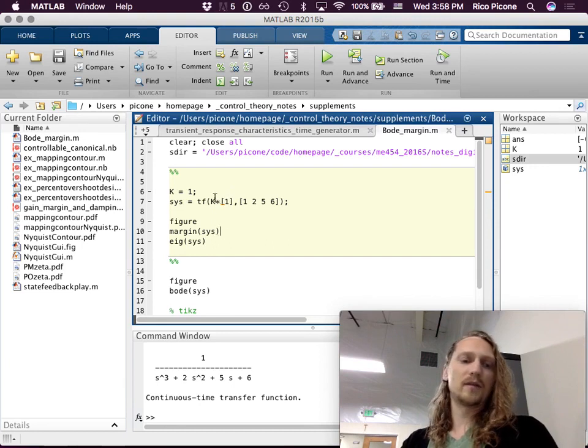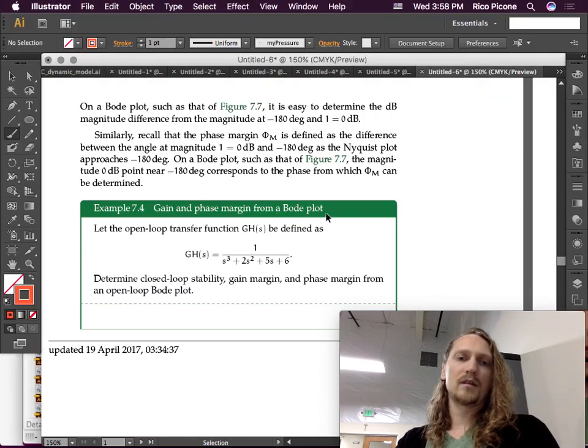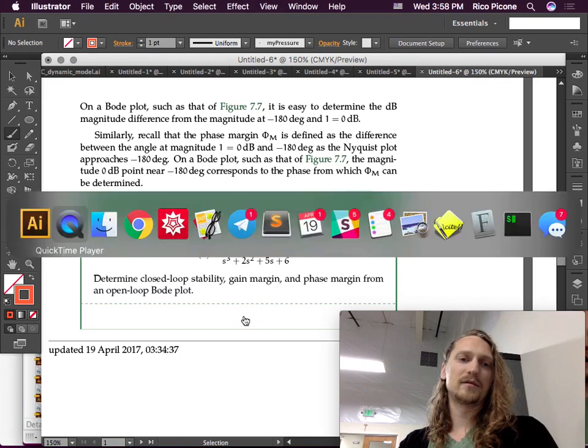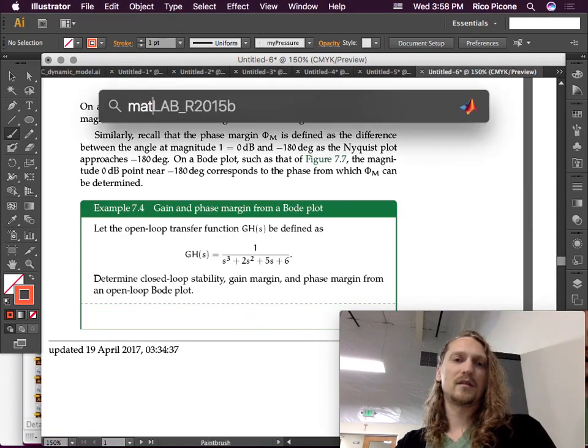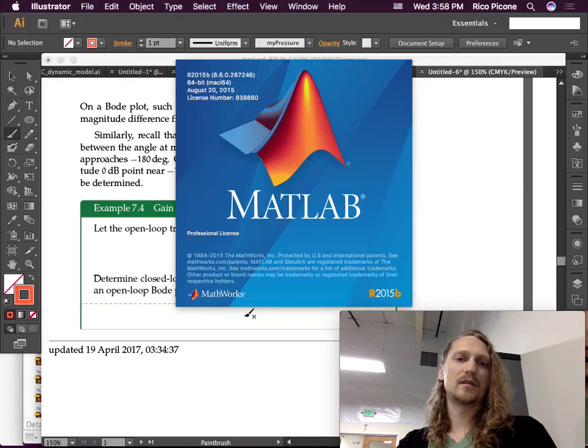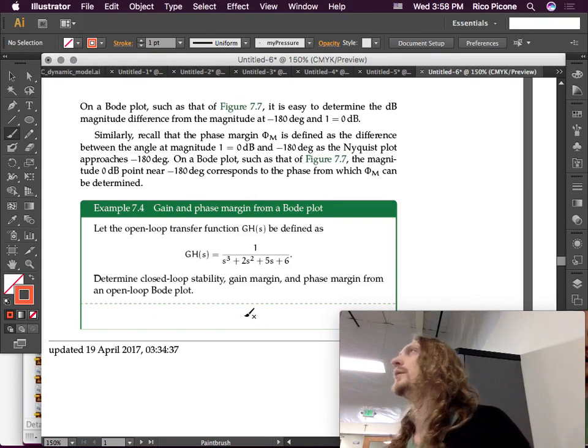I actually, unfortunately, have to quit MATLAB and then launch it again because I don't know why. Maybe it's Apple's problems. So that'll just take a minute to boot.